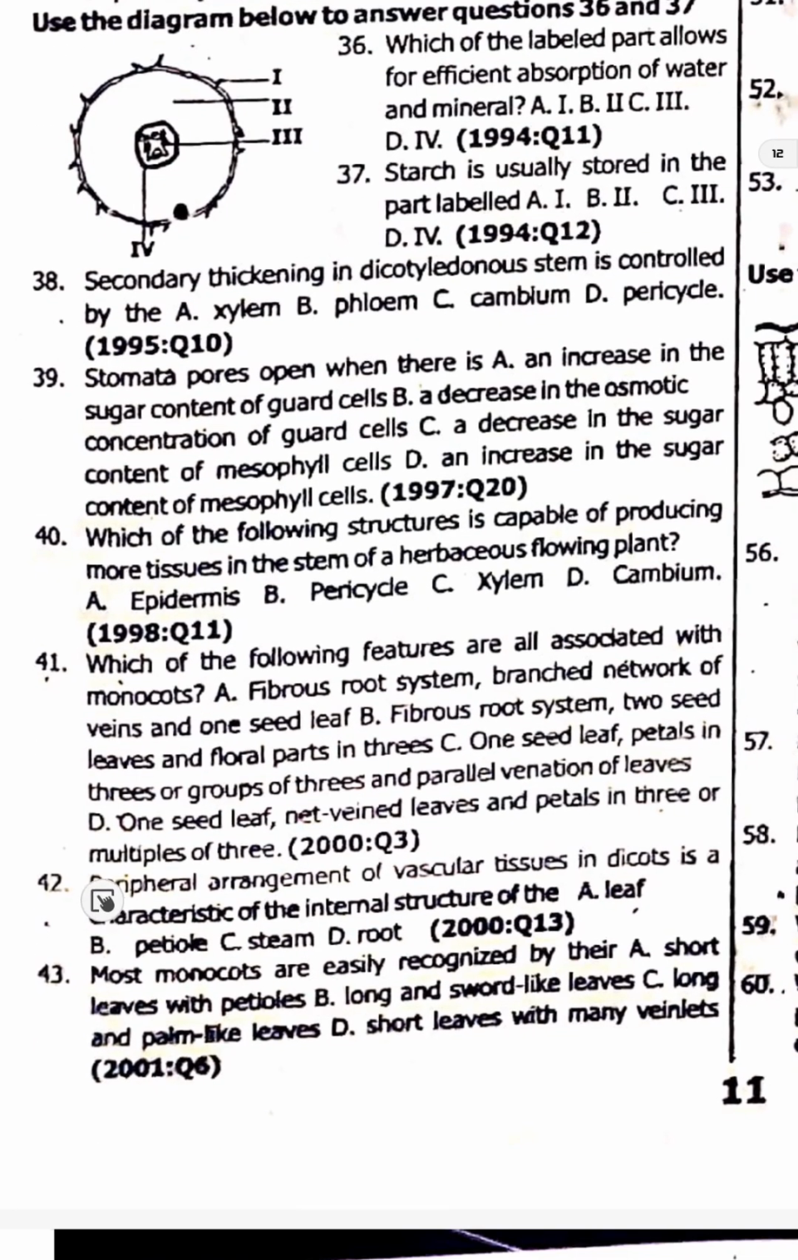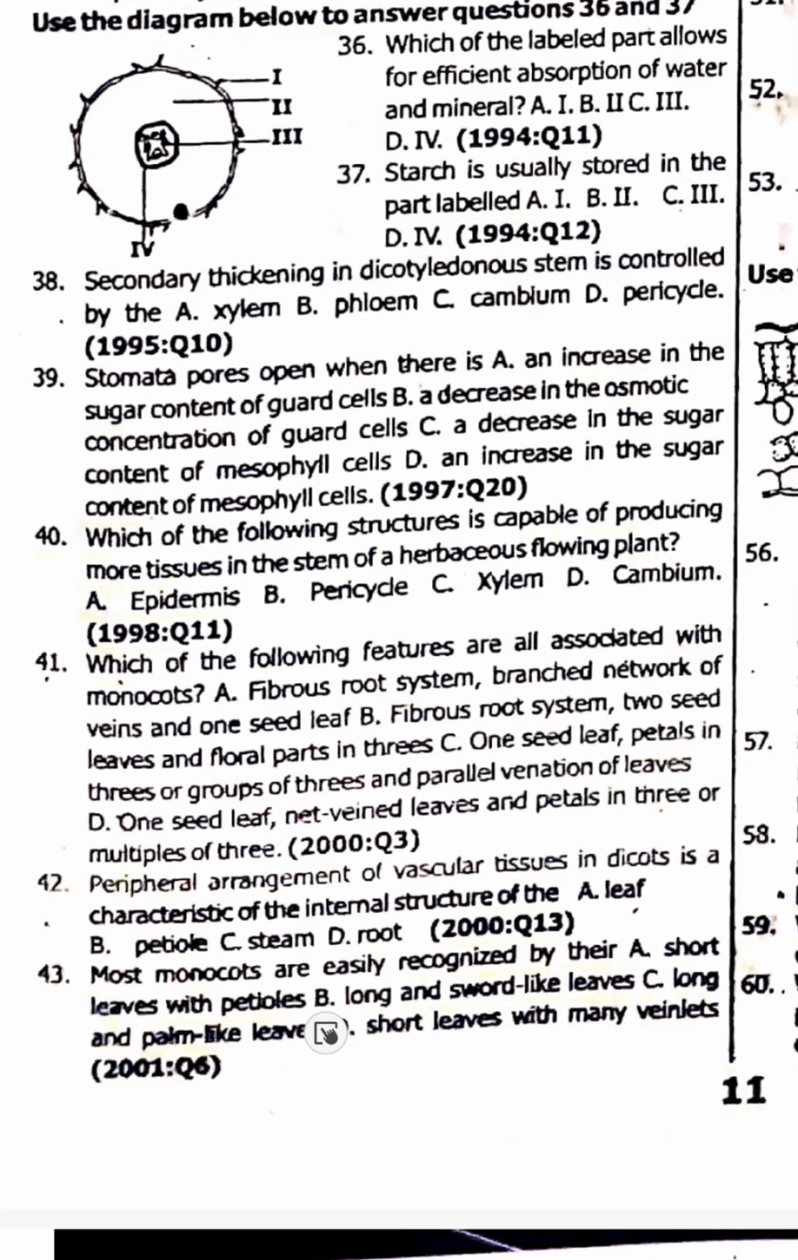Alright. 42. Peripheral arrangement of vascular tissue in dicot is a characteristic of their. 42 is option C. Their stem. Why their roots is not like that? It's the opposite of monocot. Most monocots are easily recognized by their leaf. They help us recognize them. 43 is option B. They have long and sword-like leaves.